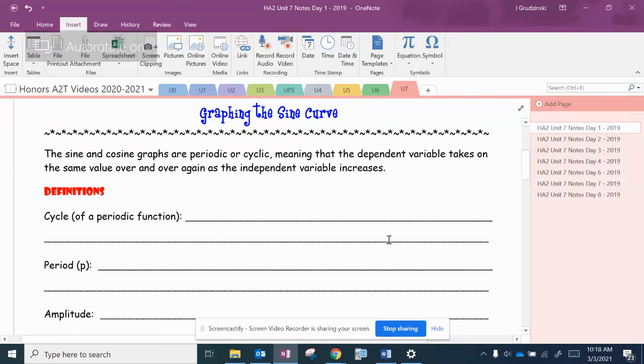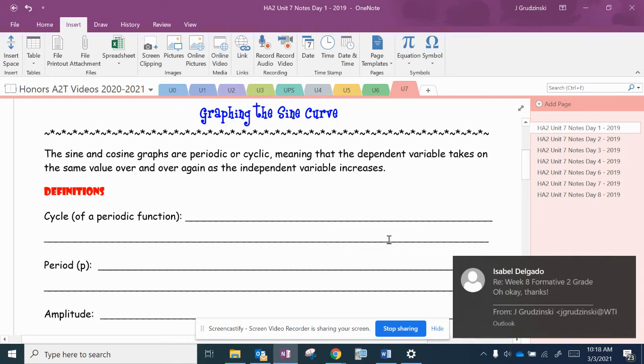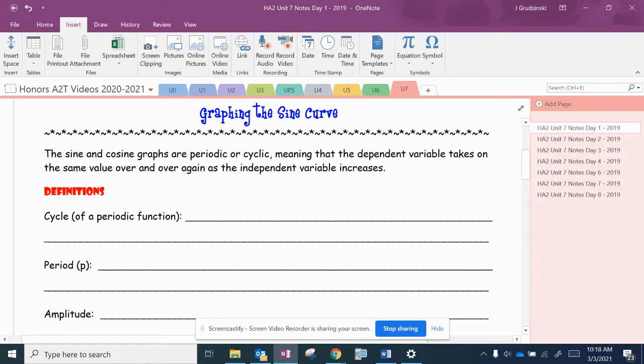Hello everybody, today we're going to be working on graphing the sine curve. So the sine and cosine graphs are periodic or cyclic, meaning that the dependent variable takes on the same value over and over again as the independent variable increases. So what it just means is that the y values are going to repeat as we continue moving forward with the x values. So the first definition we need to know is the cycle of a periodic function.